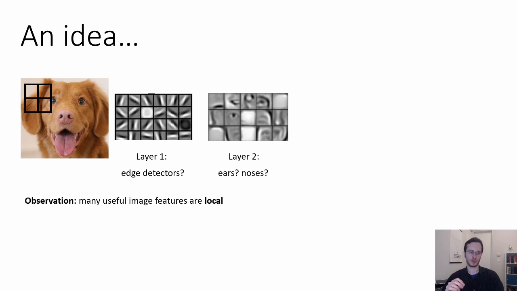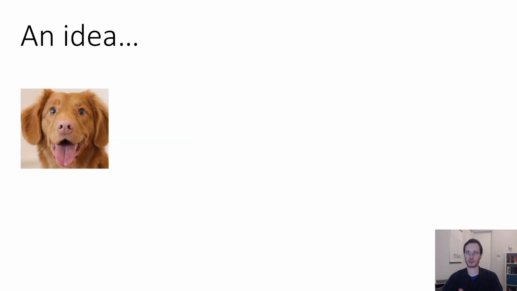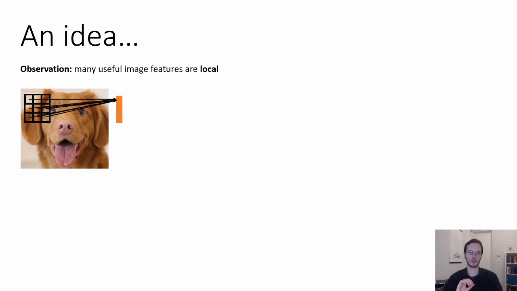So we can use this observation to design a type of neural network that can get away with having many fewer parameters by first doing local operations and then only performing global operations when the amount of information has been reduced to a much more manageable level. So the idea here is to tell if a particular patch of image contains a feature, it's enough to only look at the local patch, and that's what we're going to try to do. So many useful image features are local. Let's try to build a network that looks at only a region of pixels at a time and doesn't have to connect up every point in the output with every single pixel in the input.